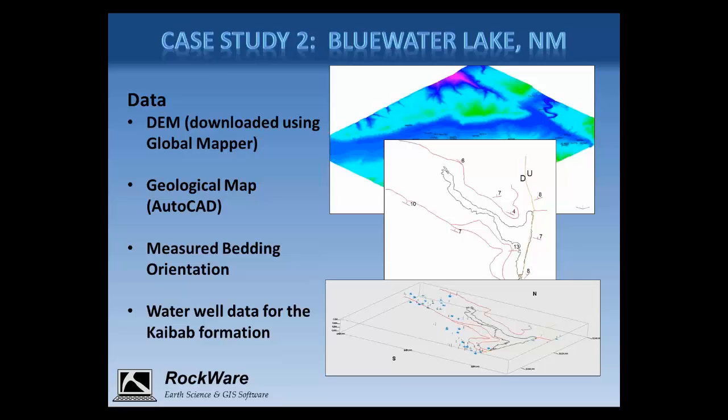And we also had data for the top of the KBAB unit, which is taken from a publicly available database of groundwater wells. And those are displayed in this lower unit as the little blue cylinders. Those are actual contacts in the subsurface.